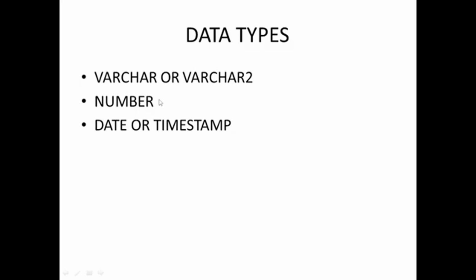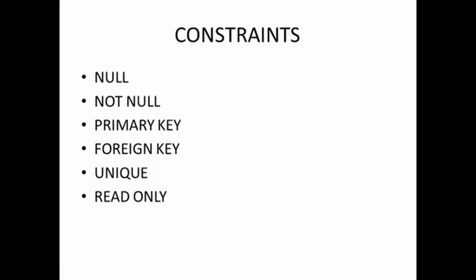You shouldn't be worried about how you're going to use the data types to create tables. We shall look at that, and then we should be knowing constraints. Maybe we shall get to know more about constraints when we are applying them practically. Among constraints that are used in Oracle, there is null, not null, primary key, foreign key, unique, and then read only.